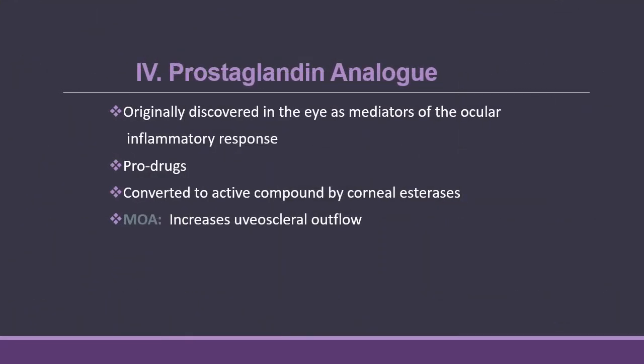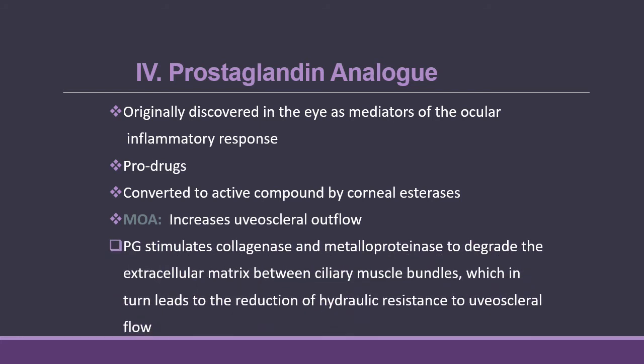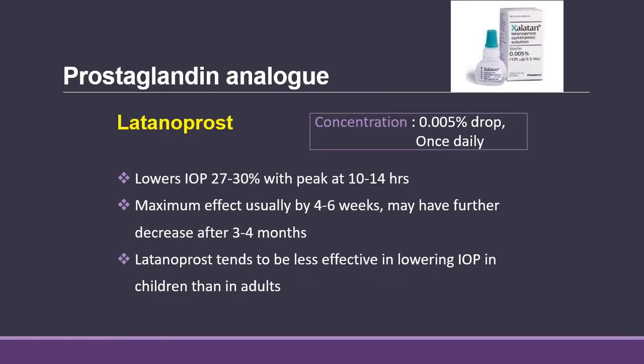And fourth category is prostaglandin analogs. These are actually mediators of the inflammatory response. These are products which are converted into the active compound by corneal esterases. Mechanism is it increases the uveoscleral outflow. Actually, it stimulates the collagenase and metalloproteinase to degrade the extracellular matrix between the ciliary muscle, which in turn leads to the reduction of the hydraulic resistance to the uveoscleral flow and increases the uveoscleral outflow.